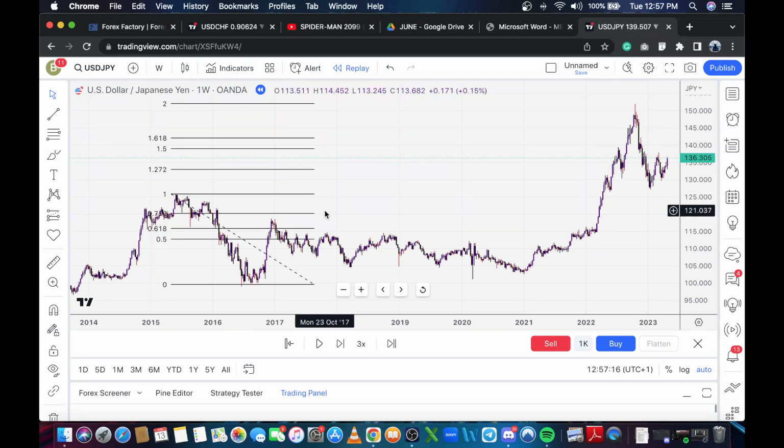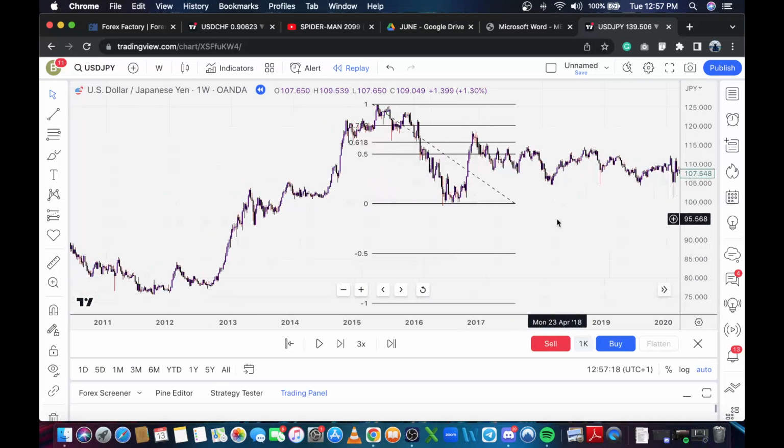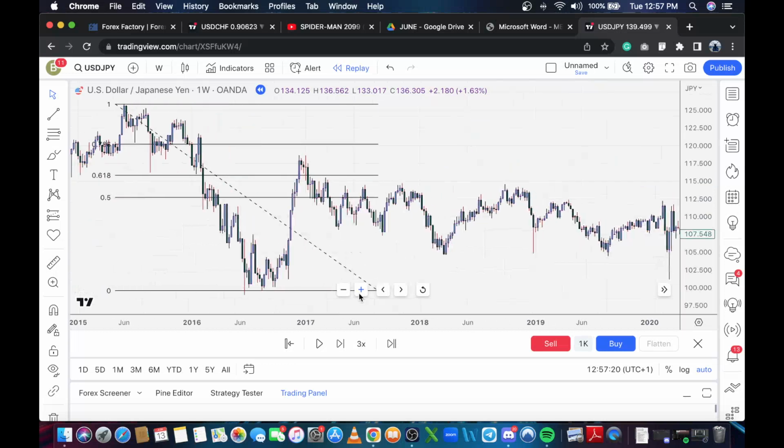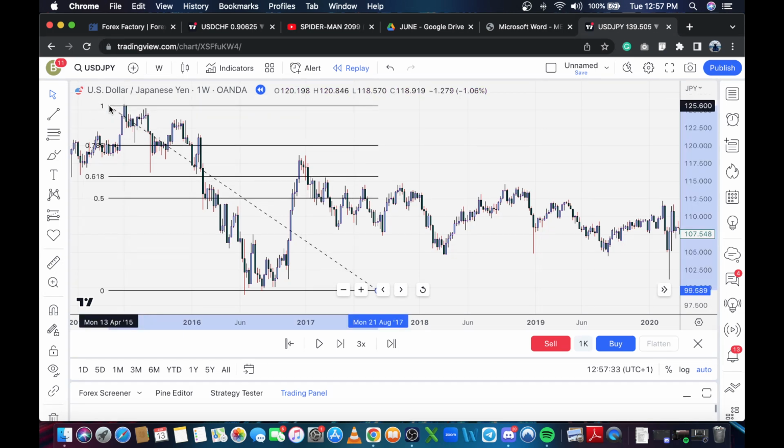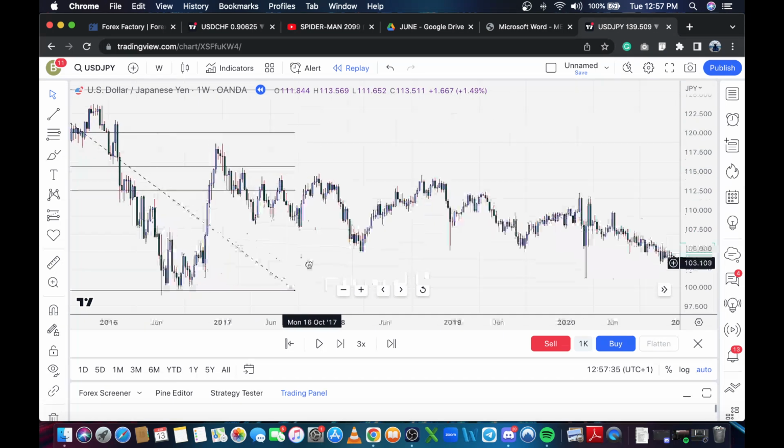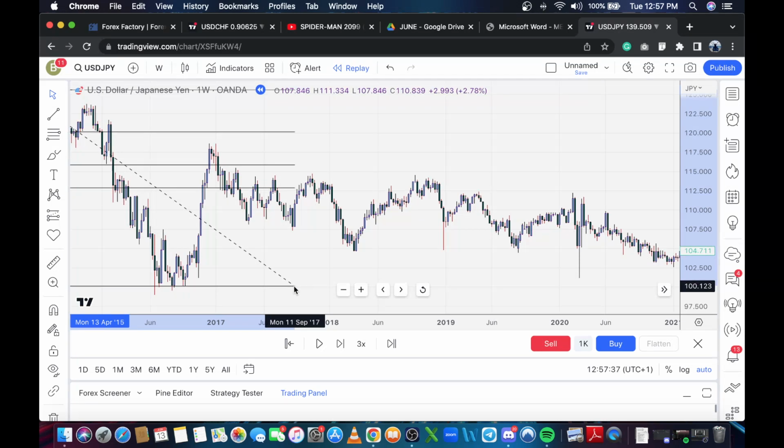But when you're utilizing extension levels, it is different from trying to decipher equilibrium versus discount or premium versus equilibrium. When you're looking for extension levels, you're using the bodies of the candle. So I want to clear that out in this video, so there are no questions about this.